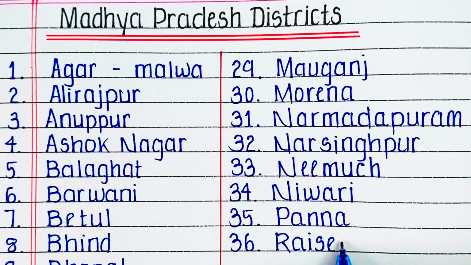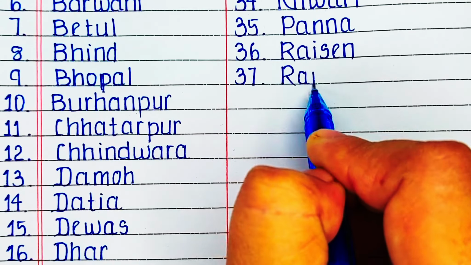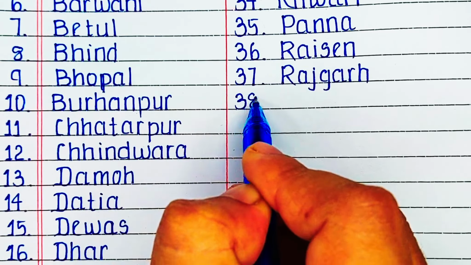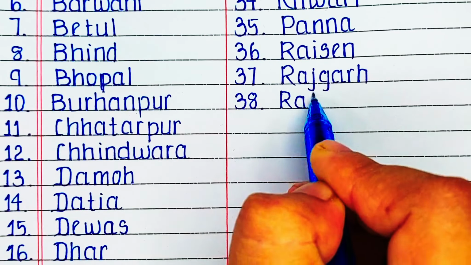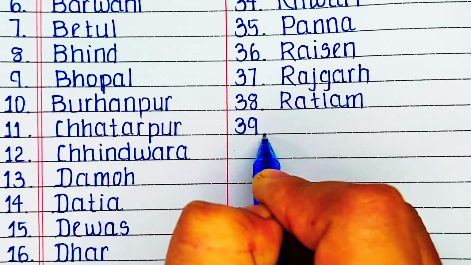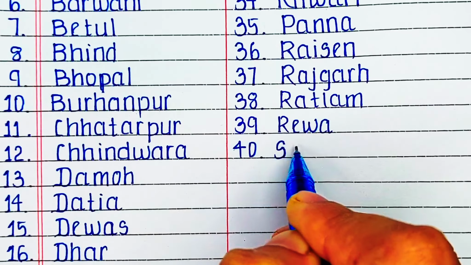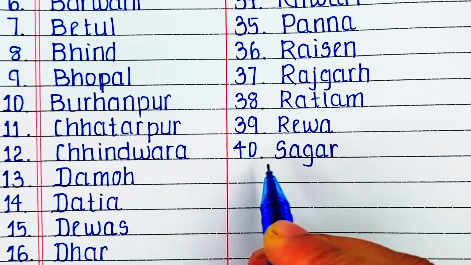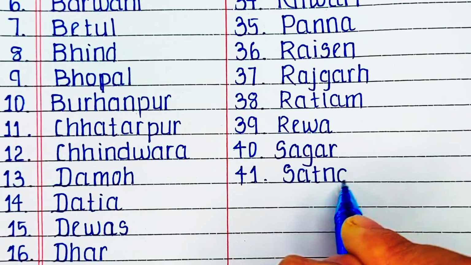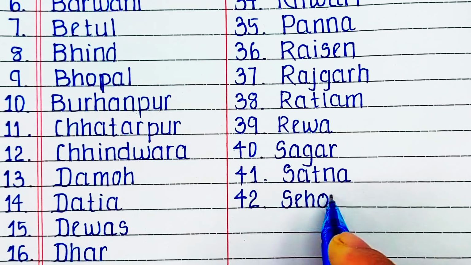Next district is Raisen. Next is Rajgarh. Next district is Ratlam. Next is Rewa. Next district is Sagar. Next is Satna. Next district is Sehore.